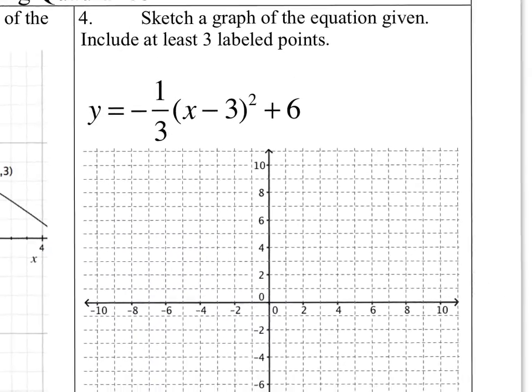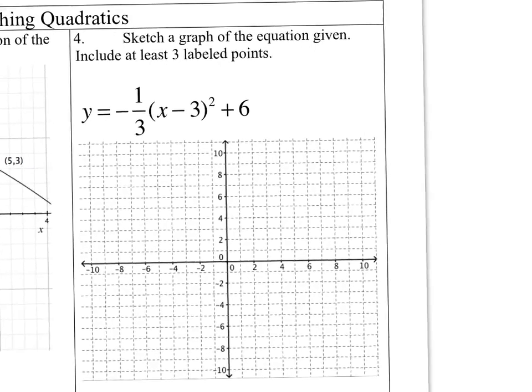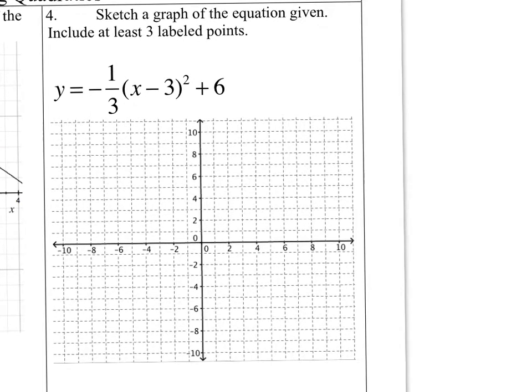For number 4, we have to sketch a graph of this equation. We're going to include at least 3 labeled points. Cool. So I'm going to choose some points that are kind of interesting. The first one I'm going to choose is going to be 3, 6. That's my vertex.